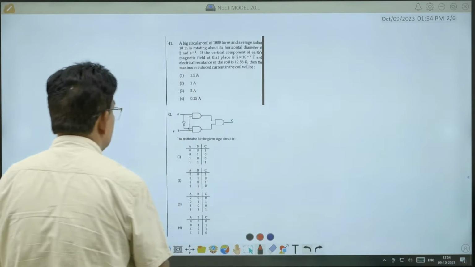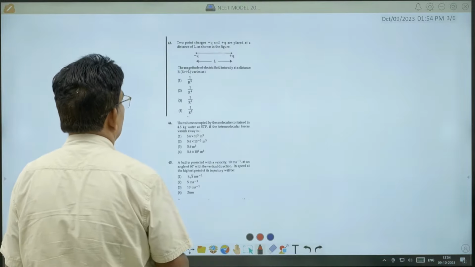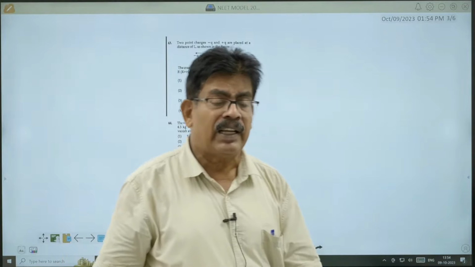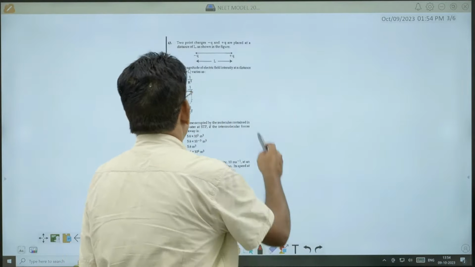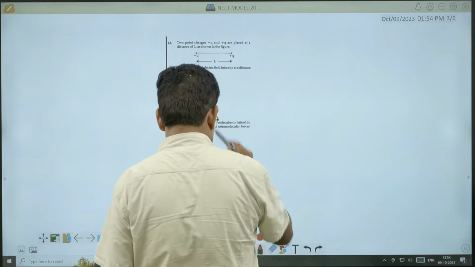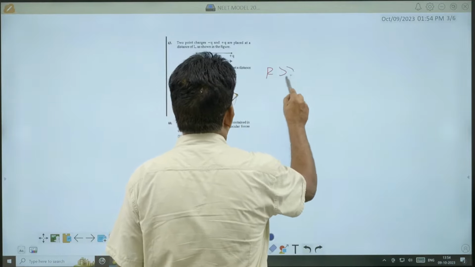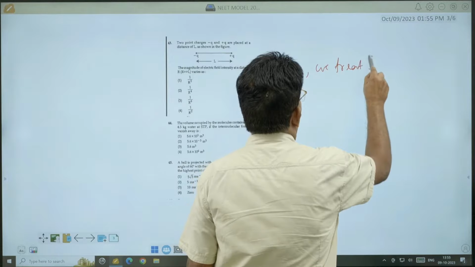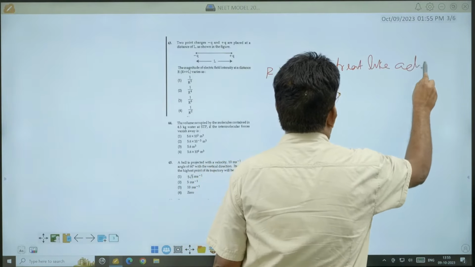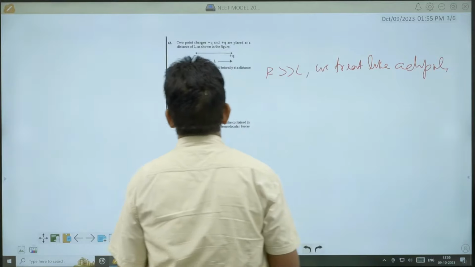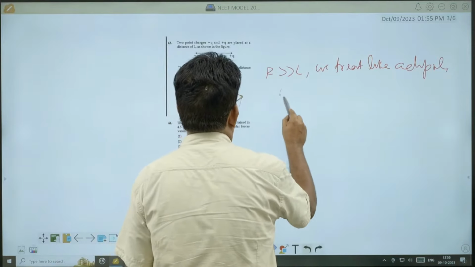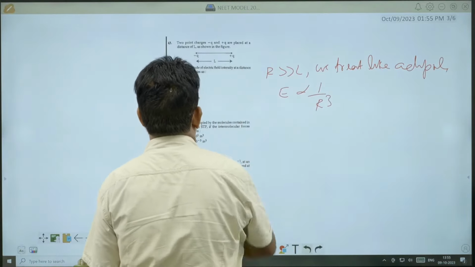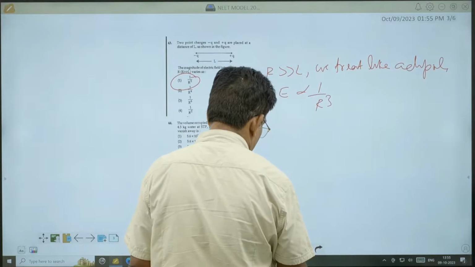Next one. Minus Q plus Q, the combination acts like a dipole. And we are finding out the field at distances much greater than L. We can treat it like a dipole. For a dipole, at any point on its axial line, electric field is inversely proportional to the cube of the distance. So correct answer is A. Okay.